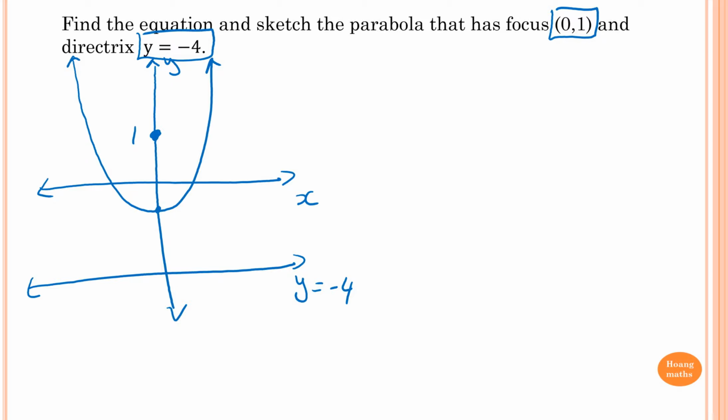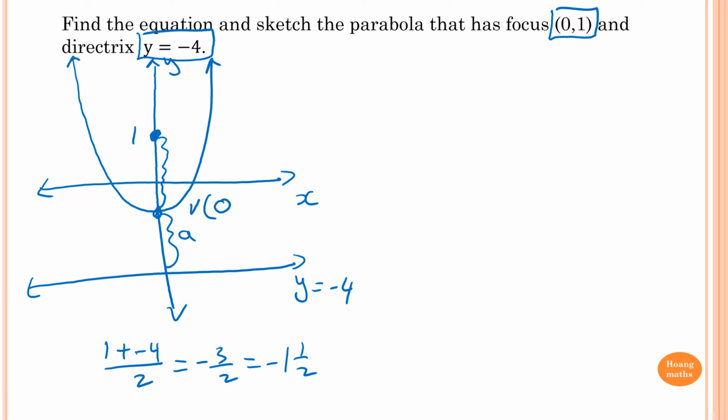Just a rough sketch. Now to find this, you know that the focal length is from the focal point to the vertex, and from the directrix to the vertex the same, which is a. So therefore we just find the midpoint between 1 and -4. So we go 1 plus -4 divided by 2, which is -3/2, or -1.5 if you like. So therefore the vertex is (0, -3/2).